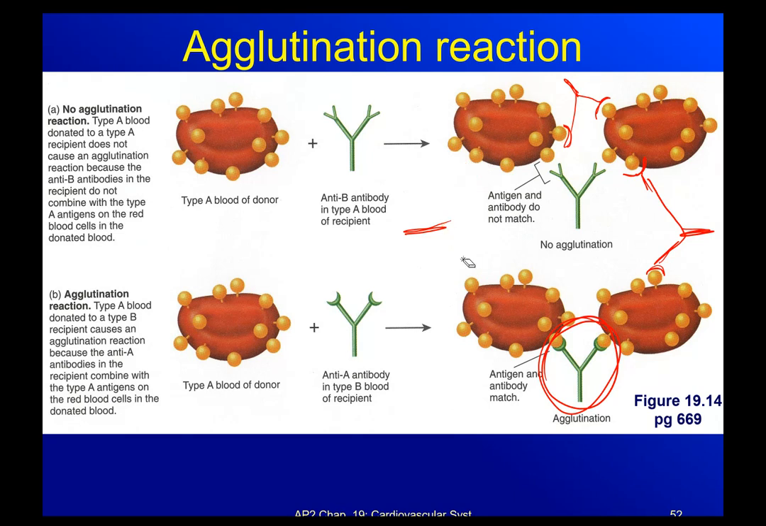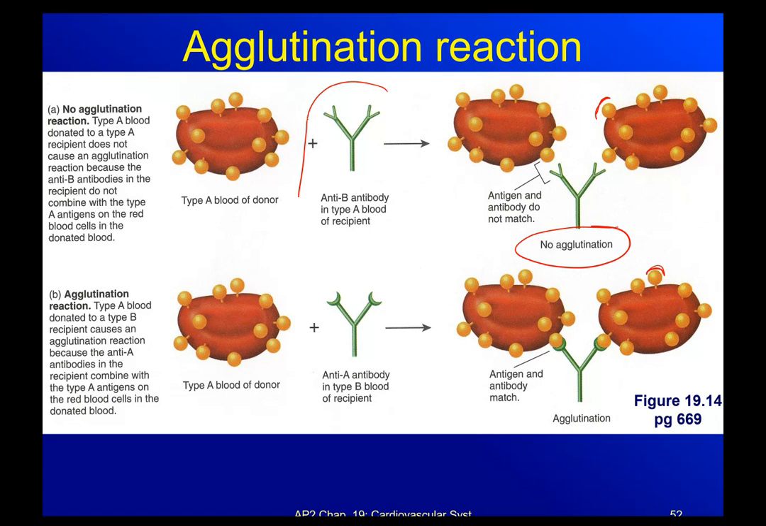That's why up here they say no agglutination, because this is an anti-B antibody. This is the A antigen. It can't bind. It's not the right shape. Okay?